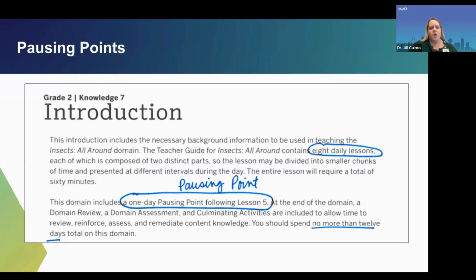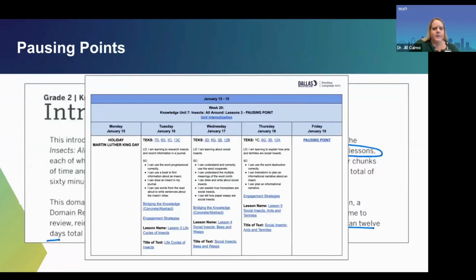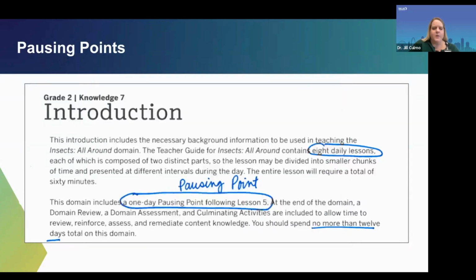Let's take a few moments to talk about pausing points. Pausing points are provided for both knowledge and skills units. Pausing points occur between lessons in knowledge units, but they happen at the end of skills units. When we unpack the unit and annotate the unit introduction, we will see how many days are provided for pausing points during the particular unit. We may make note of that in our exemplar annotations here.